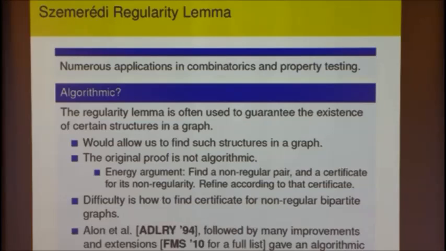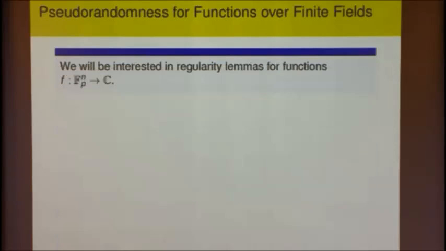Okay. So Alon, Duke, Lefmann, Rödl, and Yuster first considered this problem and gave a polynomial time algorithm. And then there was a whole series of works. Finally, Fischer, Matsliah, and Shapira gave an algorithmic O(n) time regularity lemma. I'm not going to state the exact theorem, but notice that O(n) is even sublinear in the size of the graph, which could have n squared many edges.